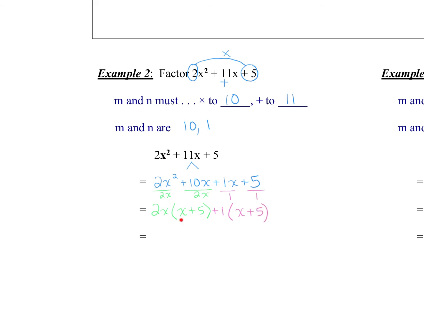Once again, what's in this bracket equals what's in this bracket. So that leaves you with the first bracket in your answer, which is the common bracket of x plus 5. And the second bracket holds the two things that are not in brackets, which is 2x plus 1.